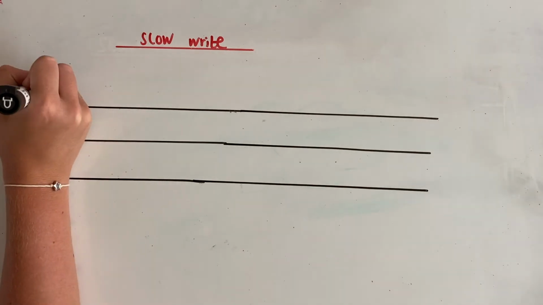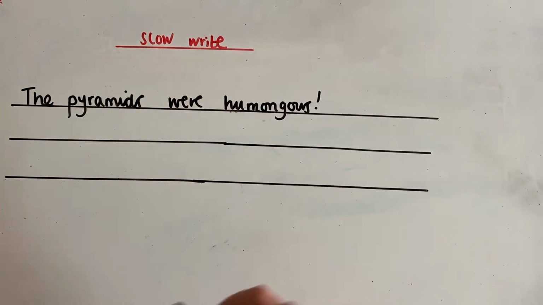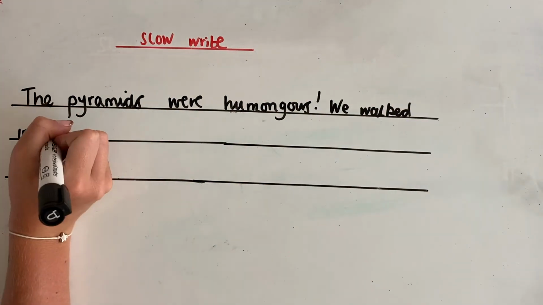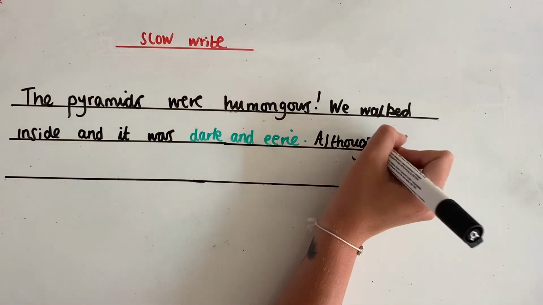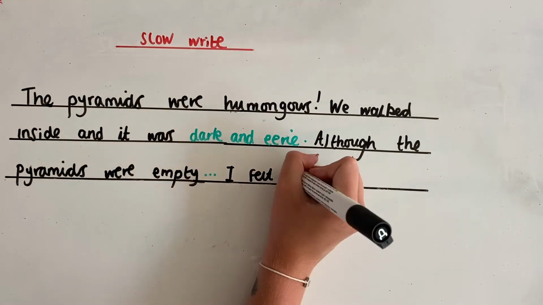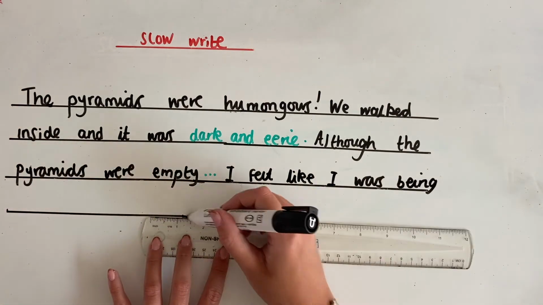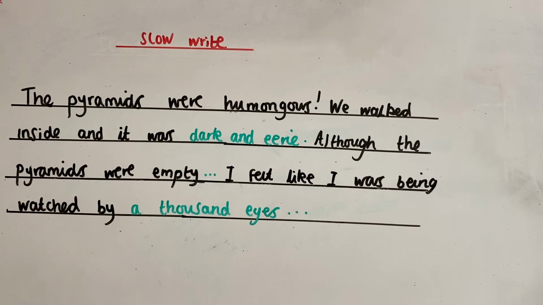The pyramids were humongous. We walked inside and it was dark and eerie. Although the pyramids were empty, I felt like I was being watched by 1,000 eyes. Now, what emotional reaction do you think I was trying to get from the audience? Yeah, I was trying to make them feel a little bit scared and a little bit tense.